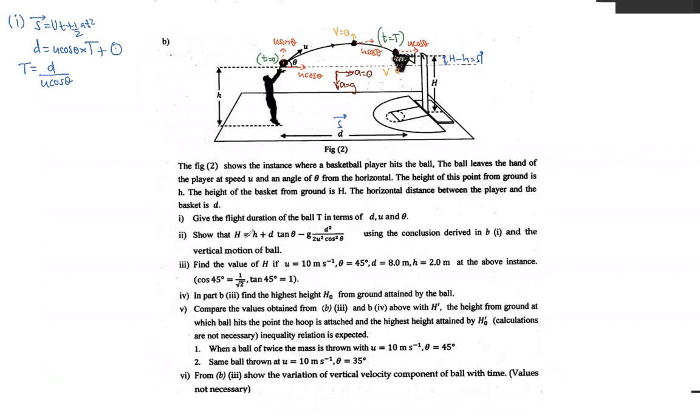Show that capital H is equal to simple h plus d tan theta minus some big answer, using the conclusion derived in part 1 and the vertical motion of the ball. So they are indirectly saying apply the same equation vertically.